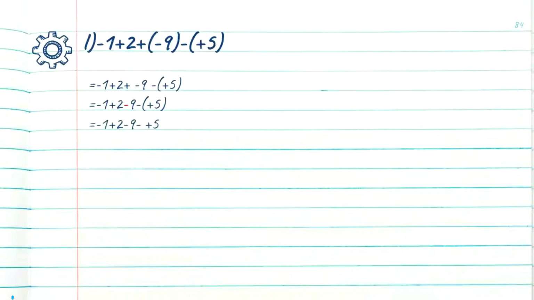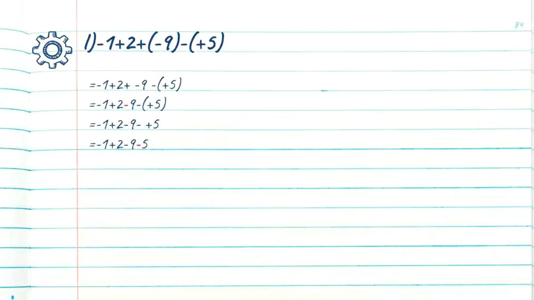So now we have minus 1 plus 2 minus 9 minus a positive 5. So again, we have two signs that are beside each other that are different. So we want to make sure that we reduce that down into a negative sign. So let's go ahead and clean up our line again. We have minus 1 plus 2 minus 9 minus 5. Now that our line is clean, we can go ahead and start solving.